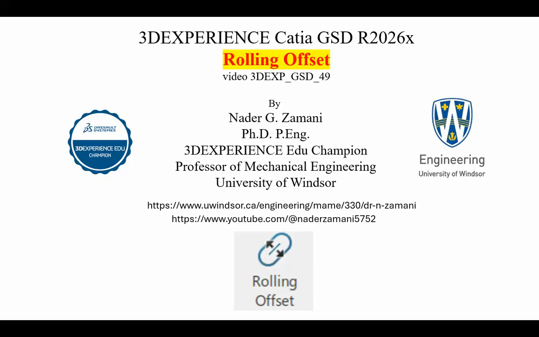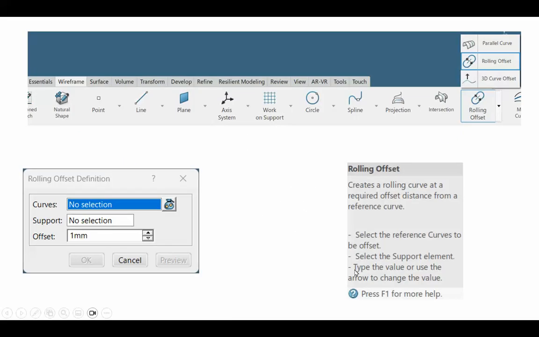Good day, folks. This is video number 49 for the 3D Experience CATIA generative shape design application. I'd like to address the rolling offset icon, which looks like so. If you're in generative shape design and select the wireframe tab from the ribbon down below your screen, you have a pull-up menu here, which includes rolling offset in it.